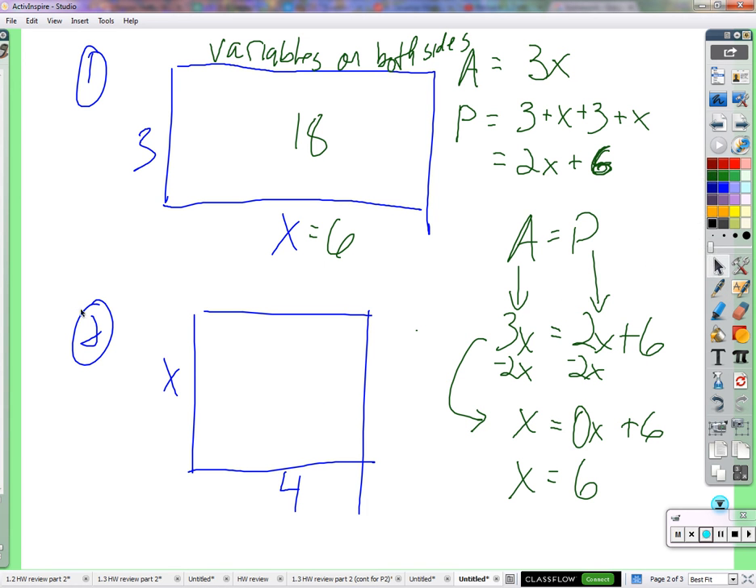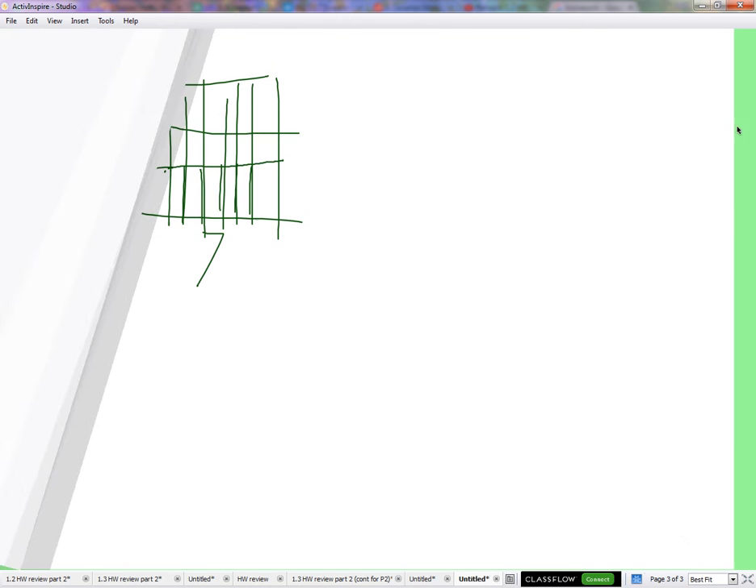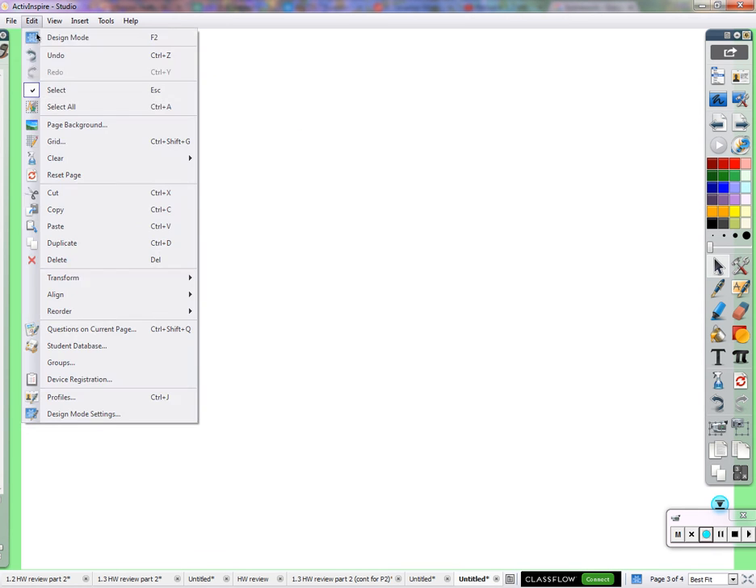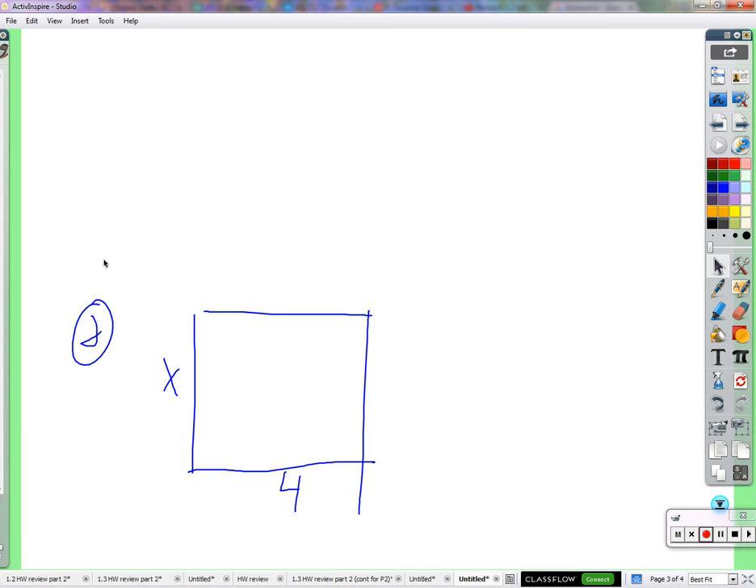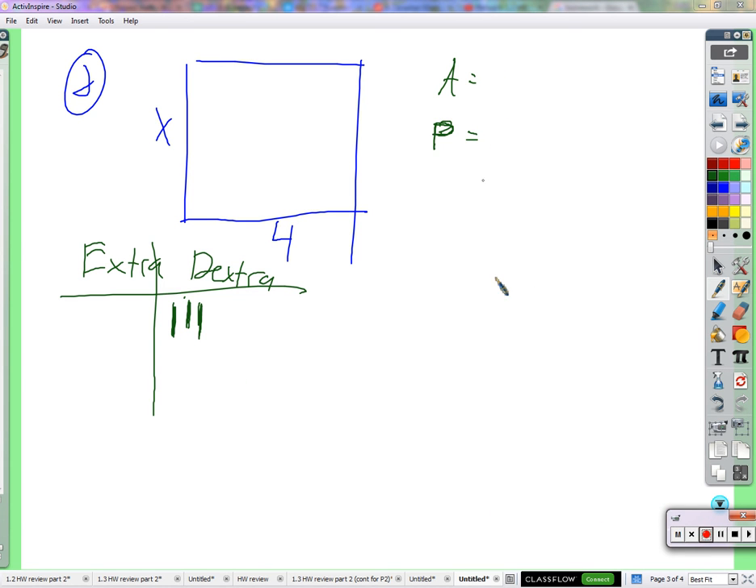Okay. Let's take this rectangle. We're going to reinforce some stuff about rectangles, and we're going to learn something more about these equations and variables on both sides. So again, I want you to take this rectangle and write an equation for the area. All right, so what's the formula for our area? 4x. And Hunter, do you have a perimeter as well? x2 plus 6? x2? What's x2 mean?